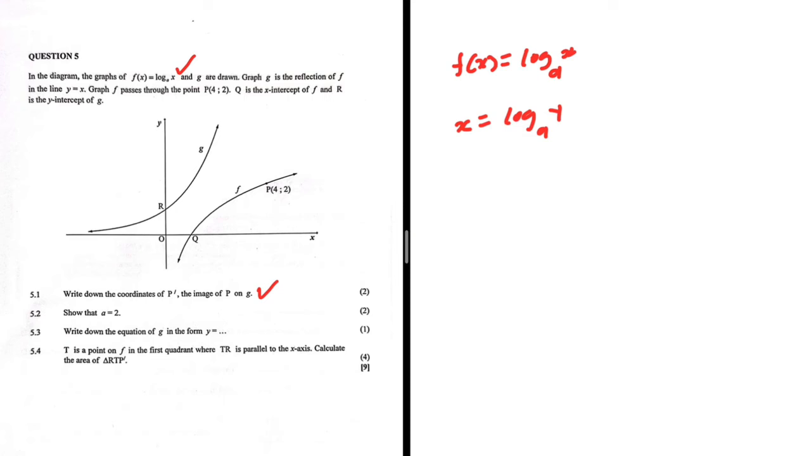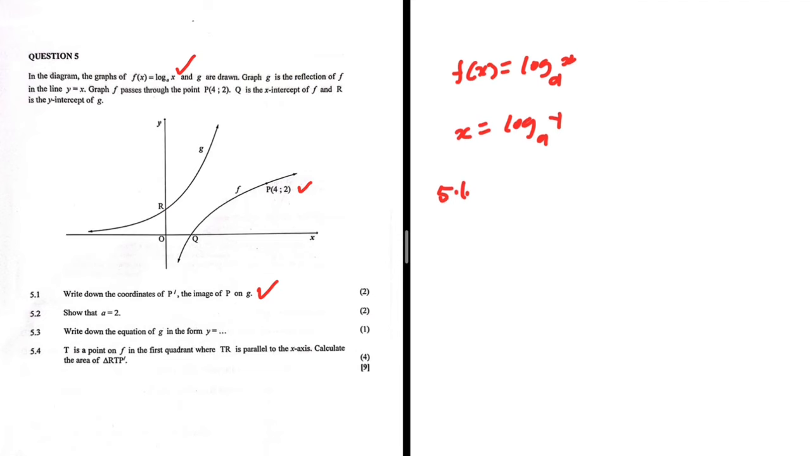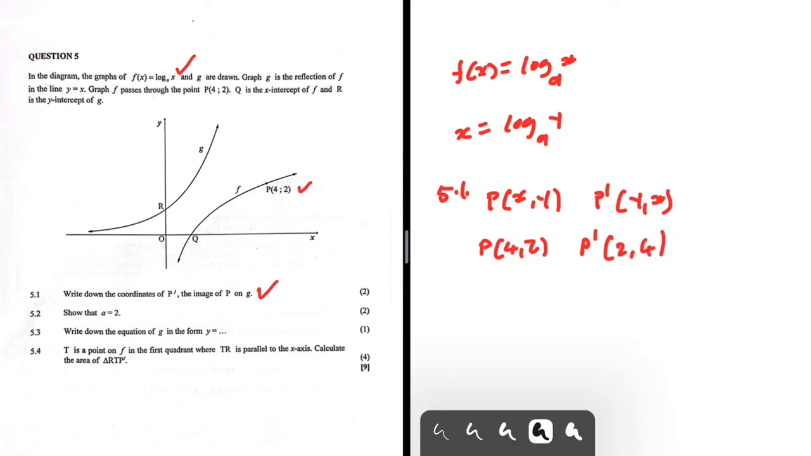Graph f passes through the point P of coordinates 2 and 4. We can clearly see that. And then Q is the x-intercept of f and R is the y-intercept of g. All right, let's go ahead and do 5.1. Write down the coordinates of P prime, the image of P on g. What an inverse does is that instead of having x, y for P, because g is the inverse of f, for P prime we're going to have y, x. So what is P? P has coordinates 4 and 2. And then for P prime, we're going to have coordinates 2 and 4. That's what an inverse does to an equation. There we go. That is 5.1.